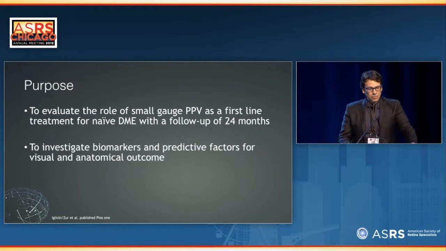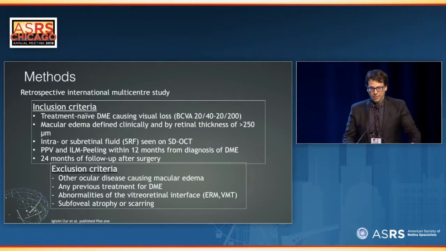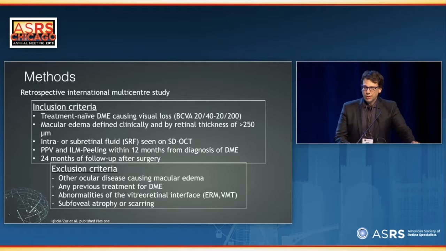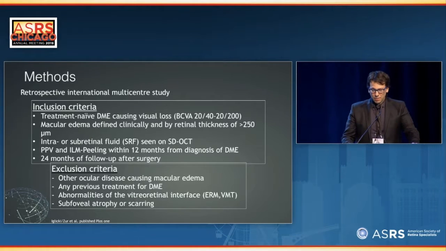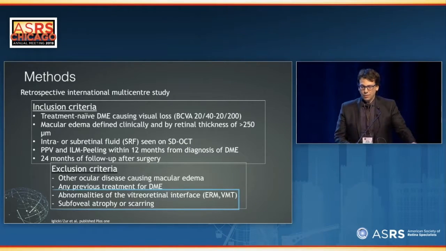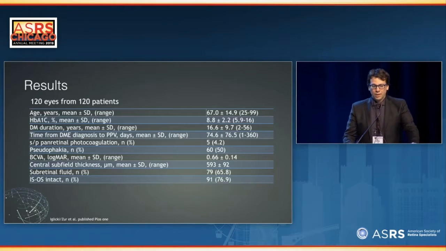And the secondary outcome was to investigate biomarkers and predictive factors for visual and anatomical outcomes. We are talking about visual outcomes here. Inclusion and exclusion criteria were standardized, but let me point this out. Abnormalities of the vitreoretinal interface, that is to say epiretinal membrane and vitreomacular traction, or atrophy, of course, were excluded.